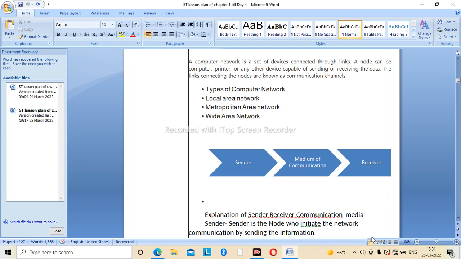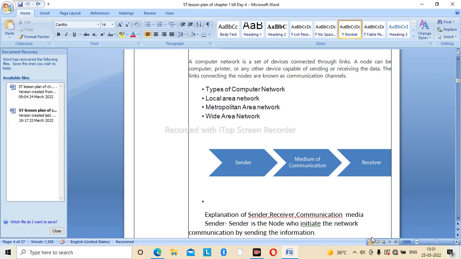Computer network क्या होता है? एक set of device होता है जिसमें we use to transfer information through different links. We have 3 or 4 types of computer network: local area network, metropolitan area network, wide area network, and one more, personal area network. Here we have the diagram of computer network, where you can see a sender is sending information to a receiver through a medium of communication.